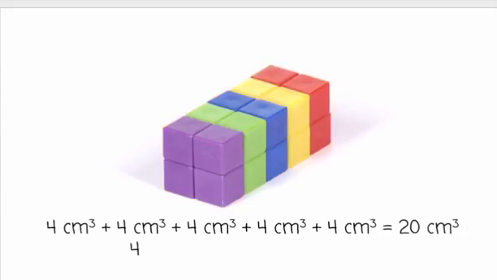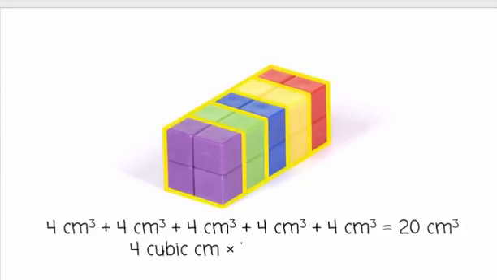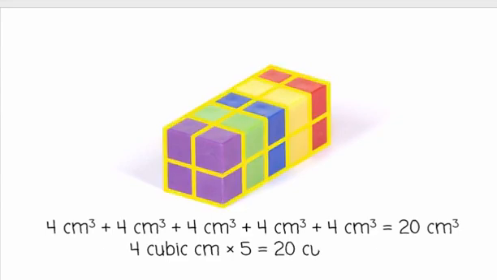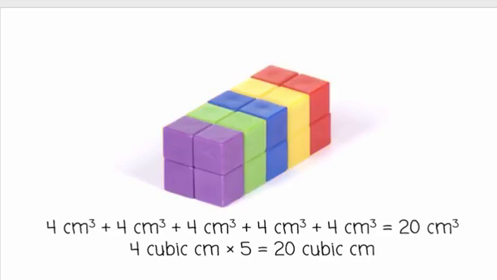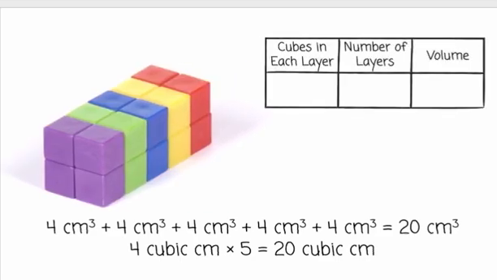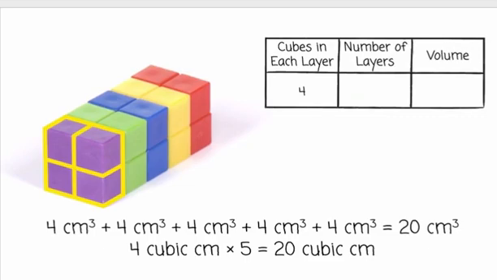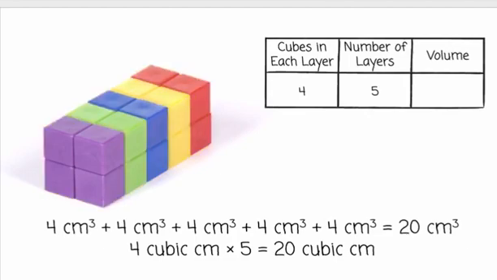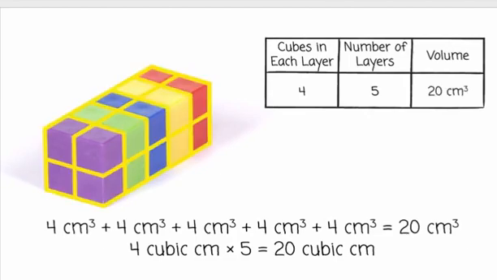We can also multiply 4 cubic centimeters times 5. That's 20 cubic centimeters. That's right. Let's record this in a table. There are 4 cubic centimeters in each layer and 5 layers. The volume is 20 cubic centimeters.